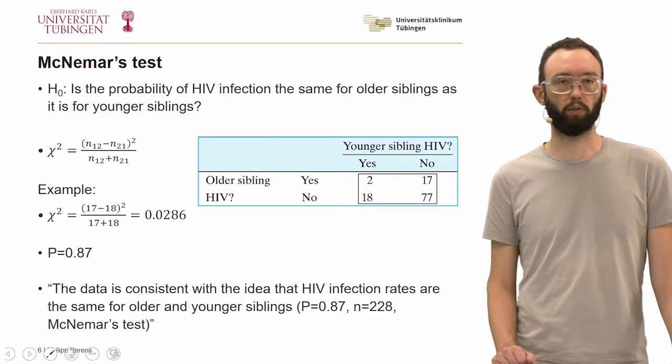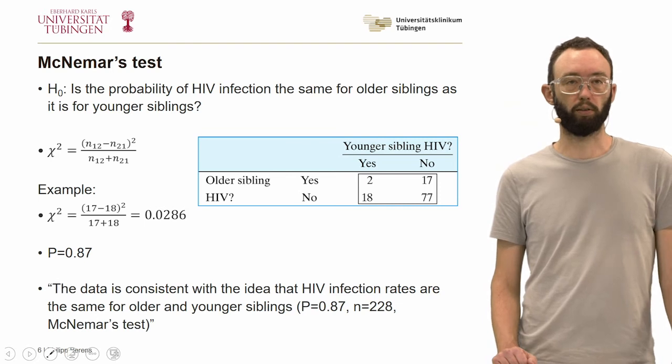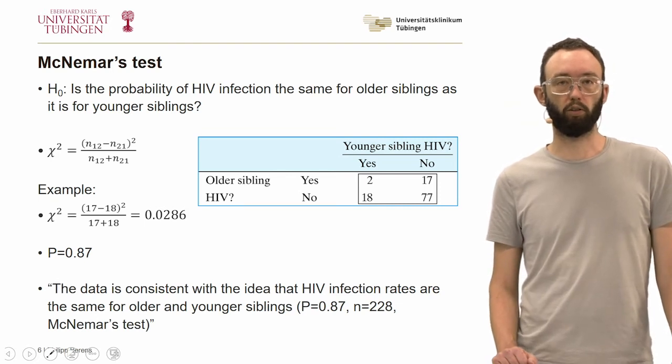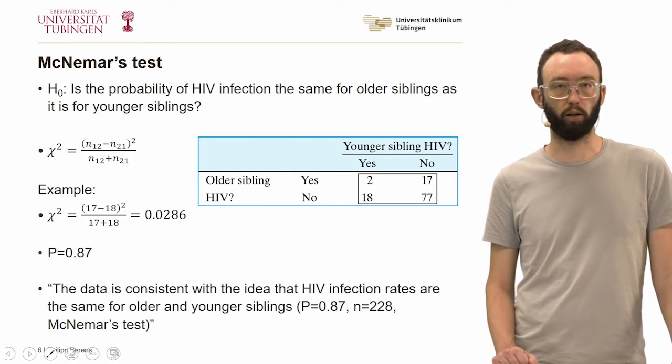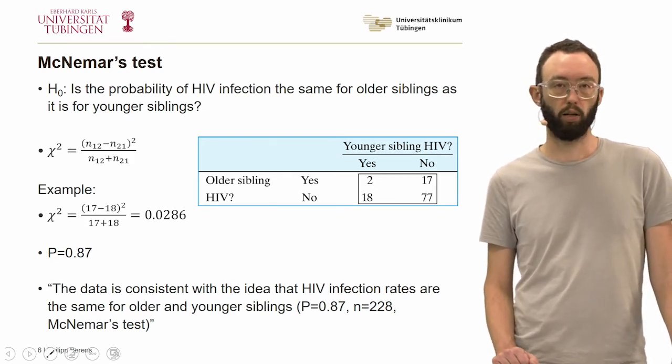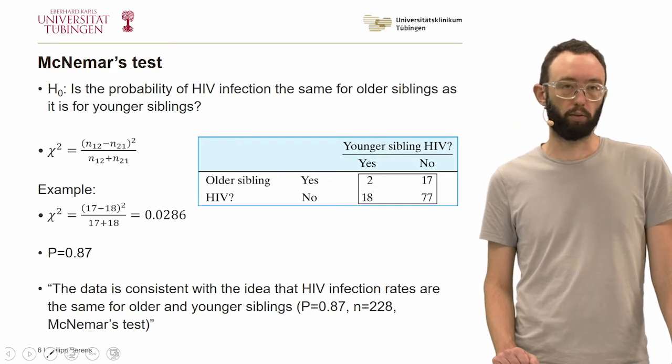So our summary sentence could be, for example, that the data is consistent with the idea that HIV infection rates are the same for older and younger siblings. P-value of 0.87, n equals 228, McNemar test.